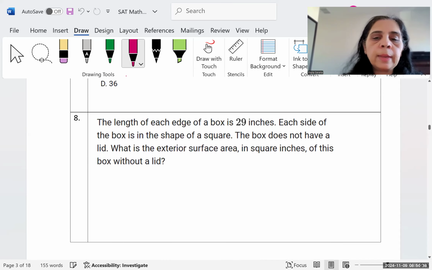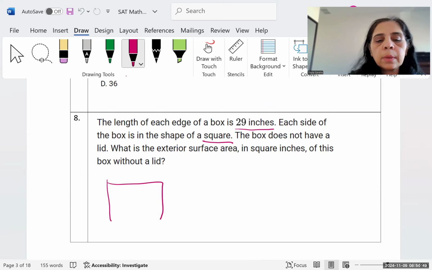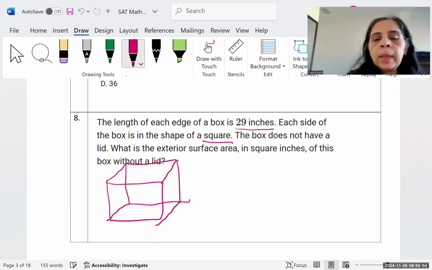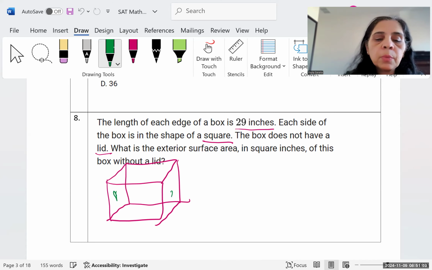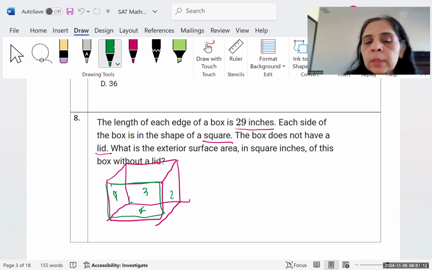All right, number 8. The length of each edge of the box is 29 inch. Each side of the box is in the shape of a square. So we have a square, and it says box, so we have a cube, a 3D shape. Now it says the box does not have a lid. That means we have 5 sides, right? We have left, right, back, and this is front, 4, and bottom, 5. We don't have top.